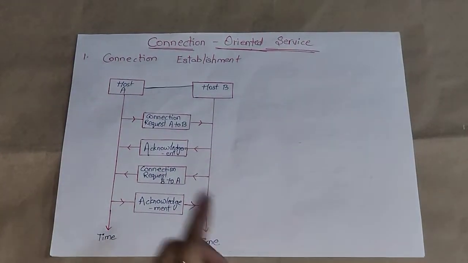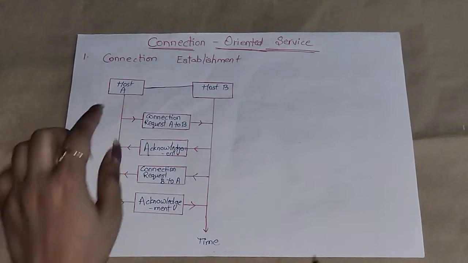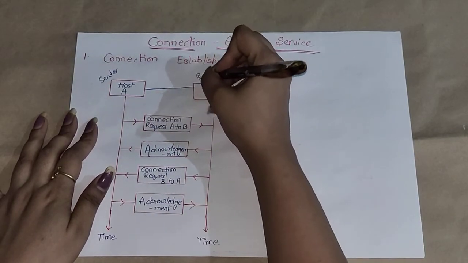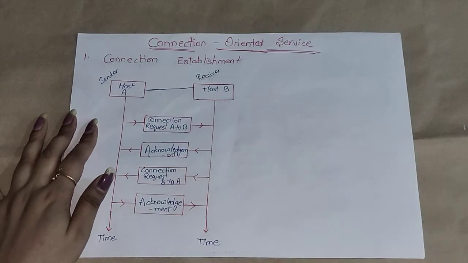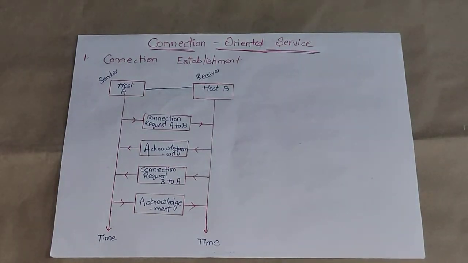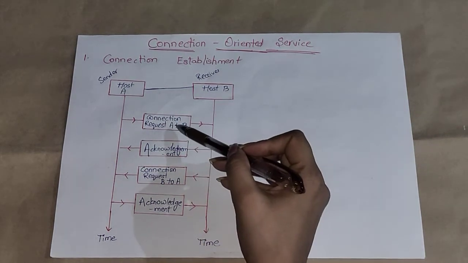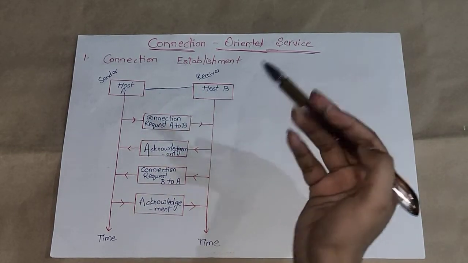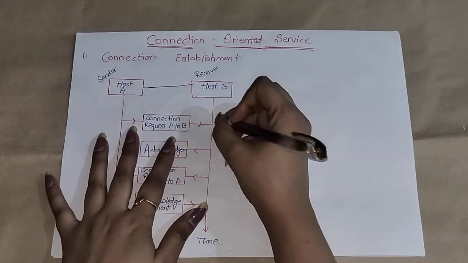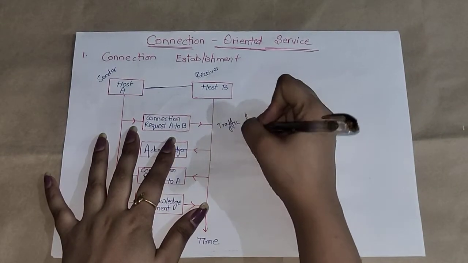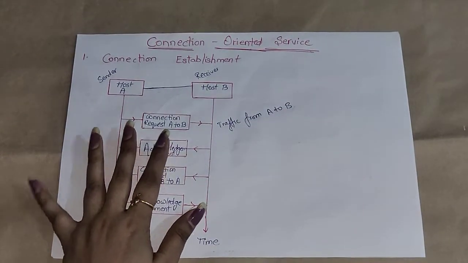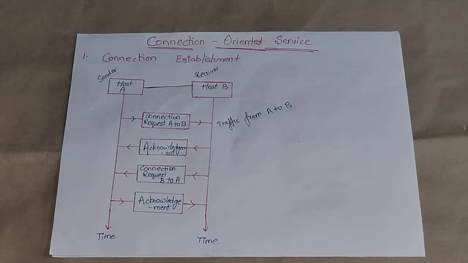So in this connection establishment mechanism, suppose host A is the sender and host B is the receiver. Or you can simply say this is host A and this is host B and they want to share some data. Host A is initiating and it has sent a connection request message to B. When host A is sending a connection request message to B, it will send the information about the traffic from A to B. Along with the connection request, it will tell host B about the traffic from A to B.